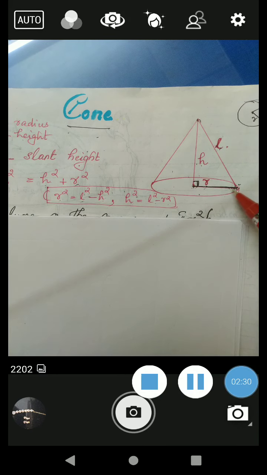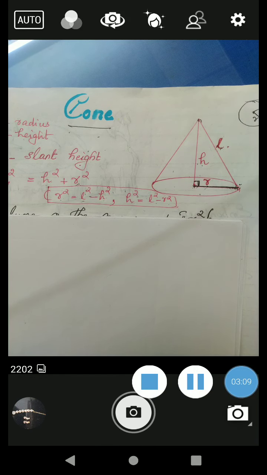Now inside you can imagine a right triangle. The solid obtained on revolving a right angled triangle about one of its sides is called a cone or a right circular cone. Just revolve this right angled triangle about this side and you will get this cone. Here base radius is r, height is h, and slant height is l.